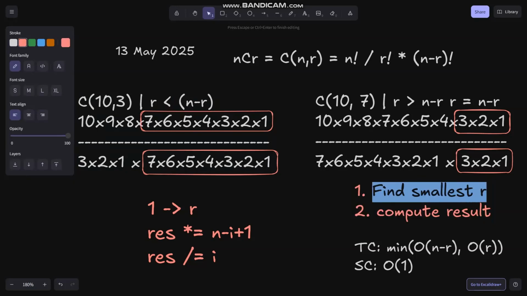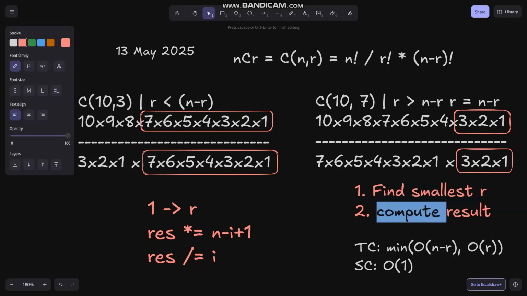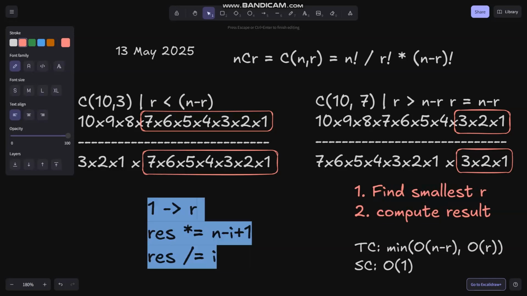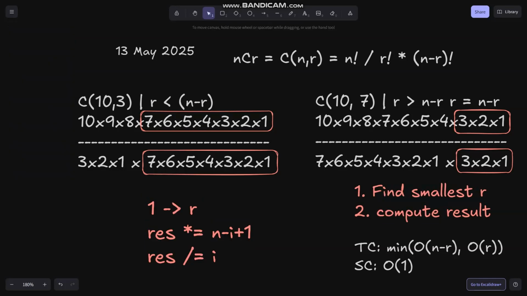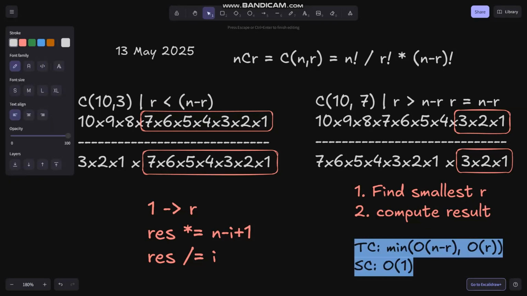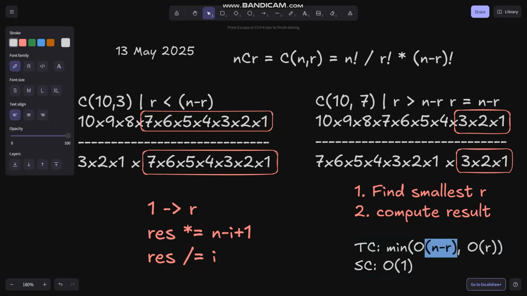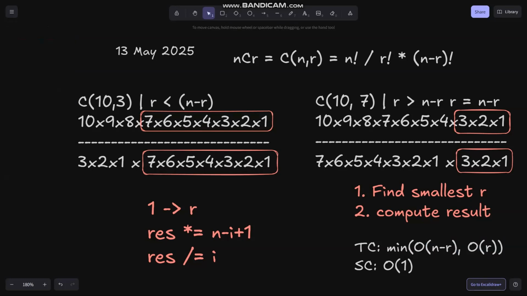First we are going to find the optimal value of r, and then we are going to compute the result using this formula. So the time complexity would be big O of the minimum of n minus r or r, whichever is less, since we traverse that many times, and space is constant.